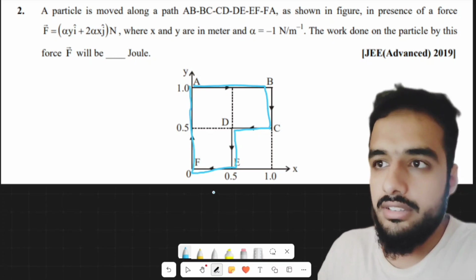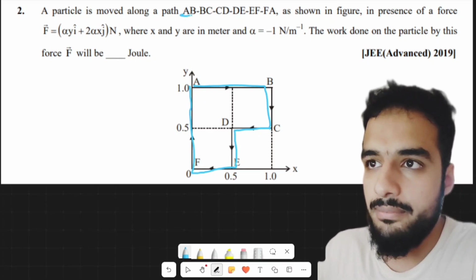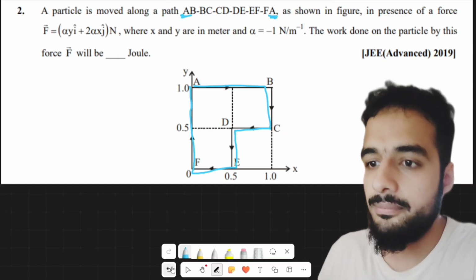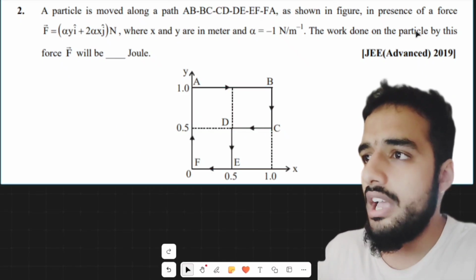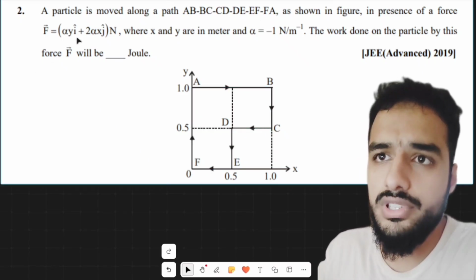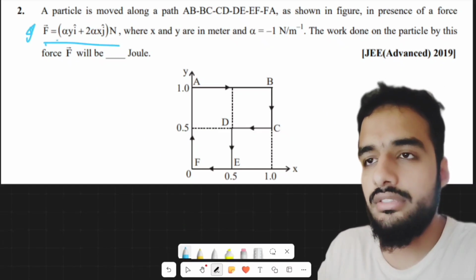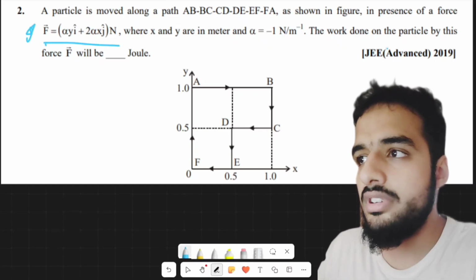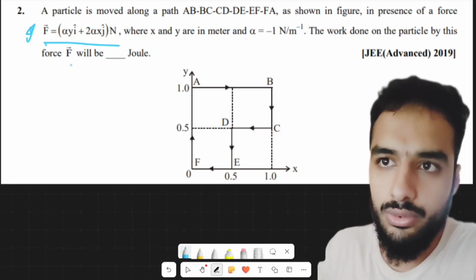The initial and the final points are the same, isn't that? As shown in the figure, in the presence of a force. So a force is given and we have to find what is the work done by the force on the particle.